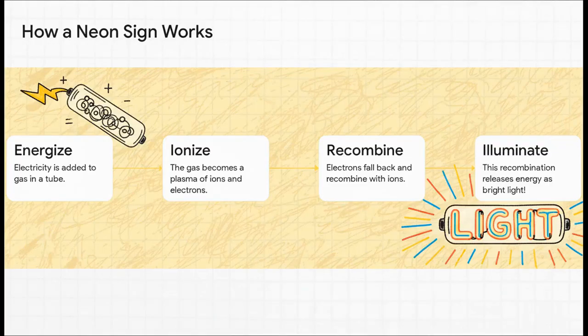A neon sign is a perfect, everyday example you can see. You're just passing an electric current through a tube full of gas. That energy ionizes the gas, turning it into plasma. But when those electrons that got knocked off fall back and recombine with their atoms, they have to release that extra energy. And they do it in the form of bright, colorful light.